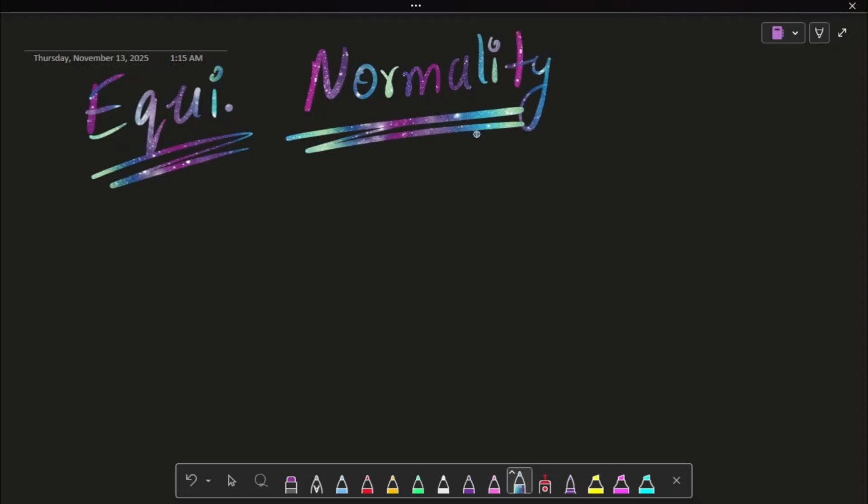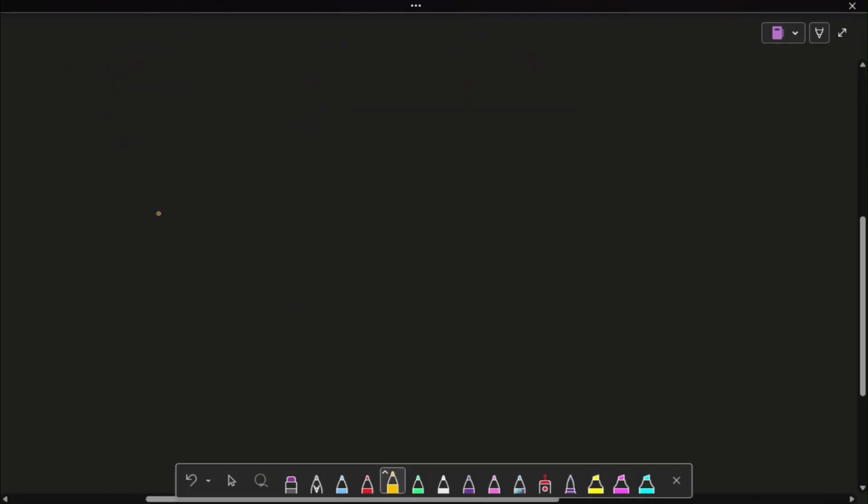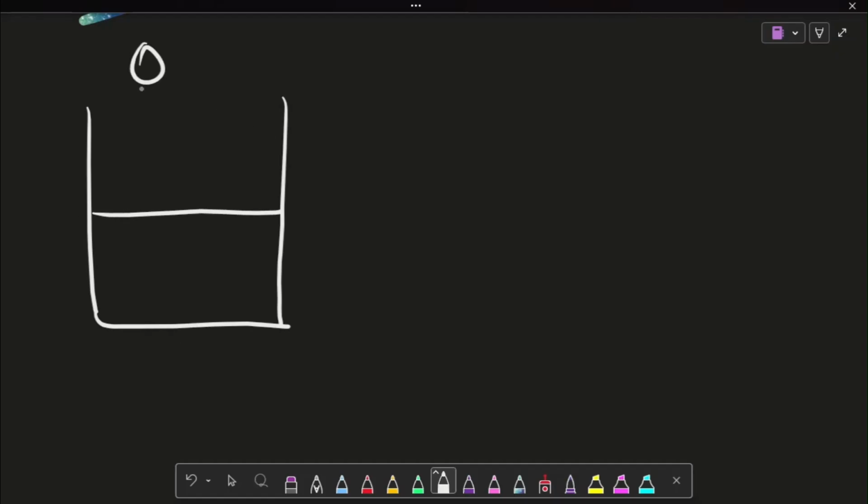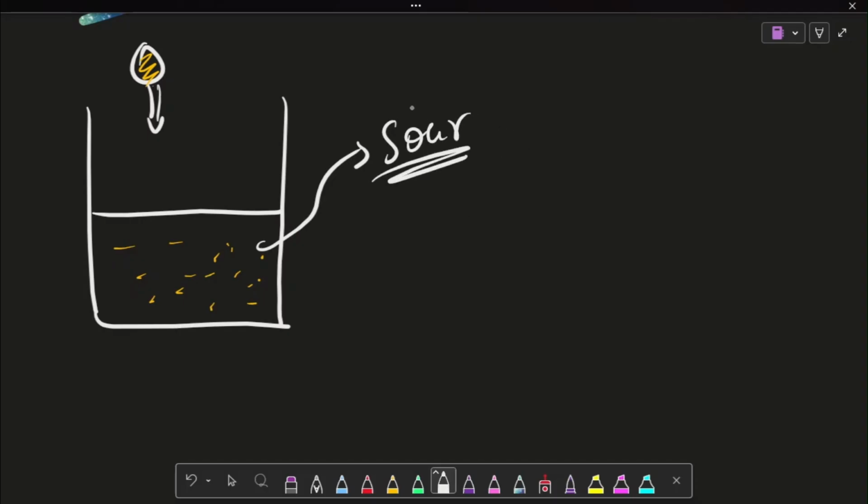Okay, so first let's begin with a small analogy to understand what an equivalent is. So imagine this is a glass, you put some lemon juice, just squeeze some lemon. Now there's lemon juice here, and this is sour.